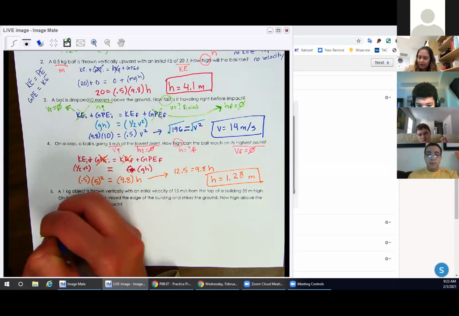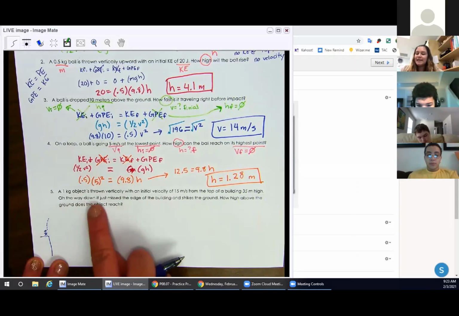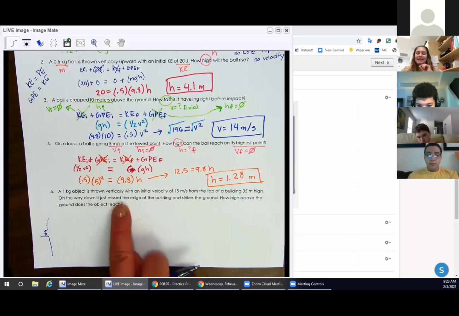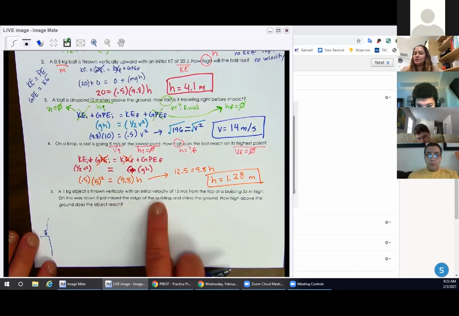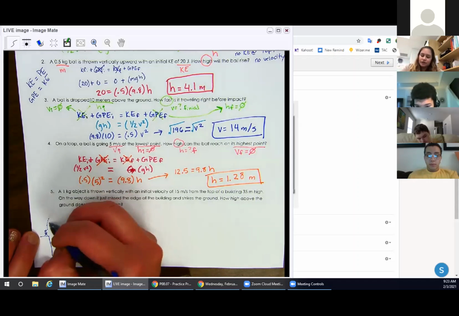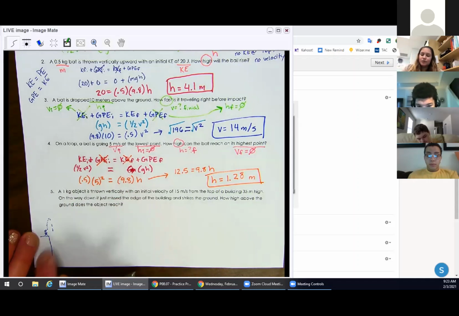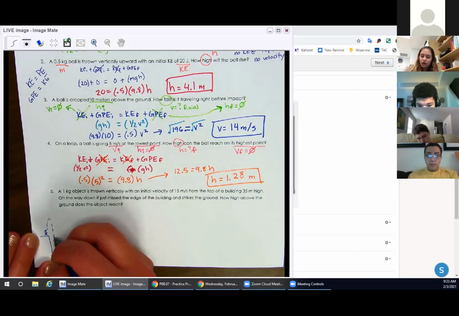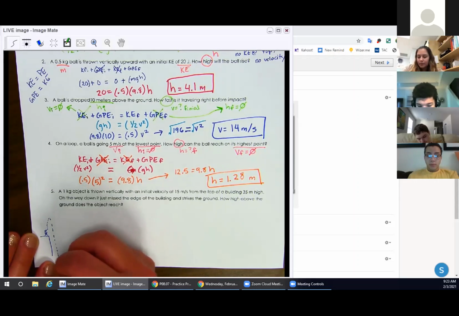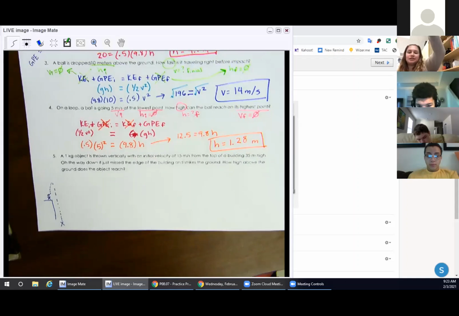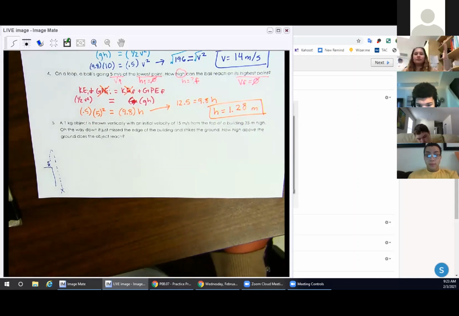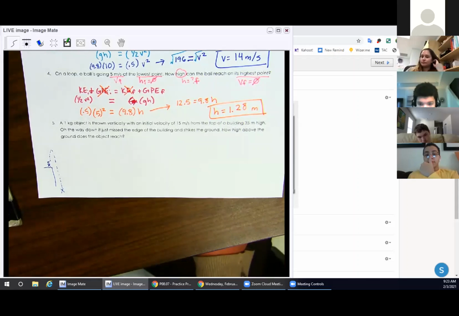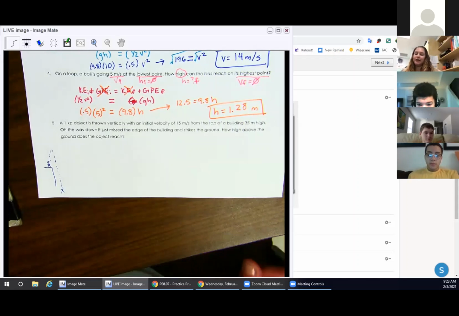So it's going up. On the way down, it just missed the edge of the building and strikes the ground. So instead of it coming back down to where the guy's at, it goes all the way down to the floor. My picture's not drawn to scale, but do you kind of get what's going on in this scenario? All right, how high above the ground does the object reach?